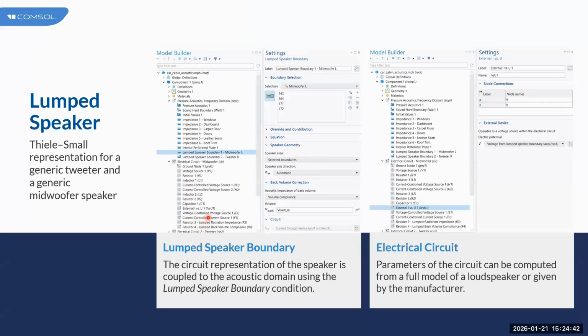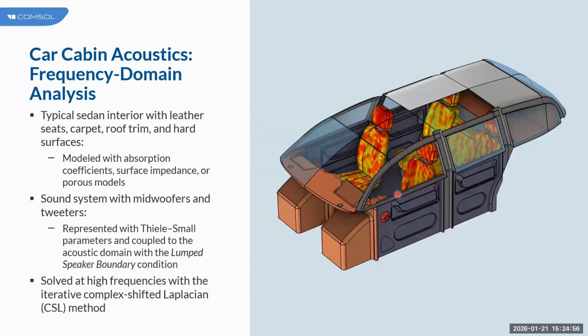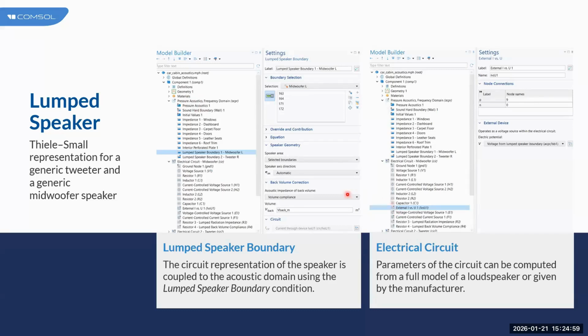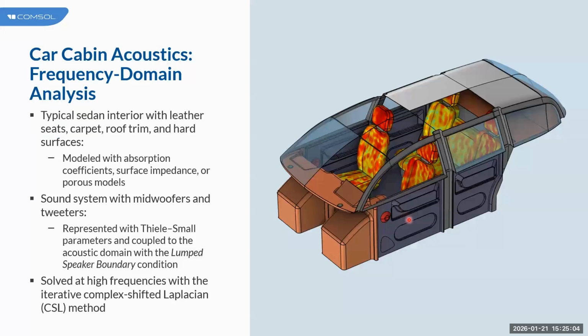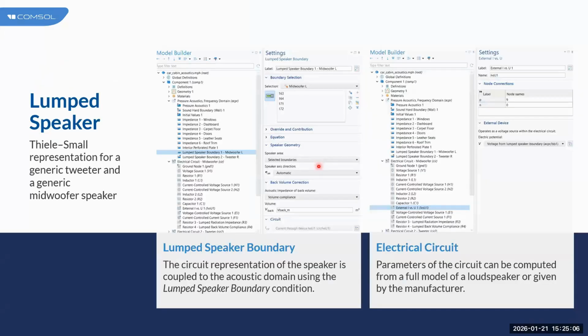So then we configure this electrical circuit using the small signal parameters. Then we connect the electrical circuit to the full 3D CAD representation of this geometry. And further we calculate the acoustics within that full CAD geometry. So here this mid woofer and this tweeter are modeled as different electrical circuits. And then we connect these electrical circuits to the finite element model using the lumped speaker boundary condition.